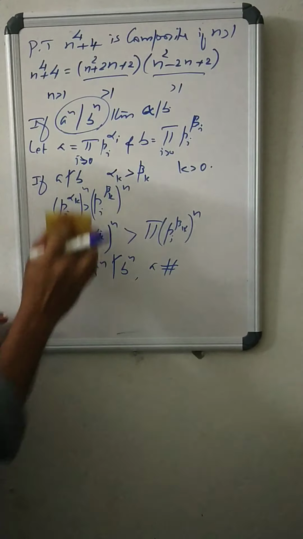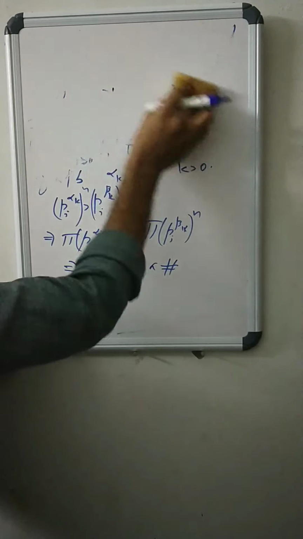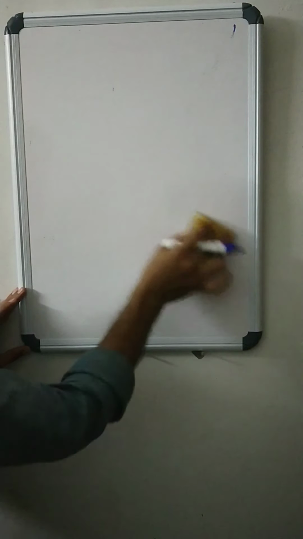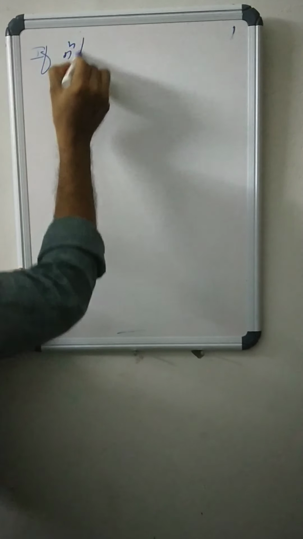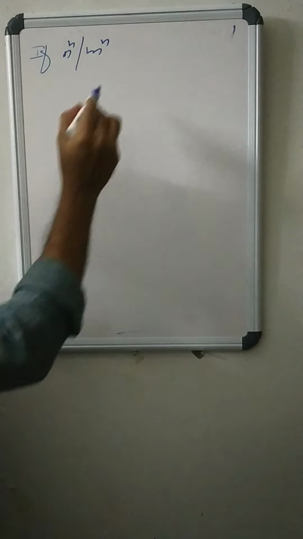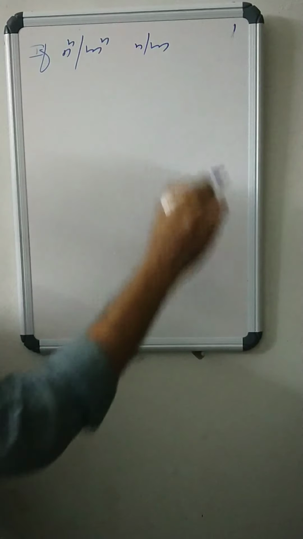Okay. So now, suppose n power n divides m power n. Do you say that n divides m? Is it possible? Actually, this is a false statement. This can be proved by using an example.